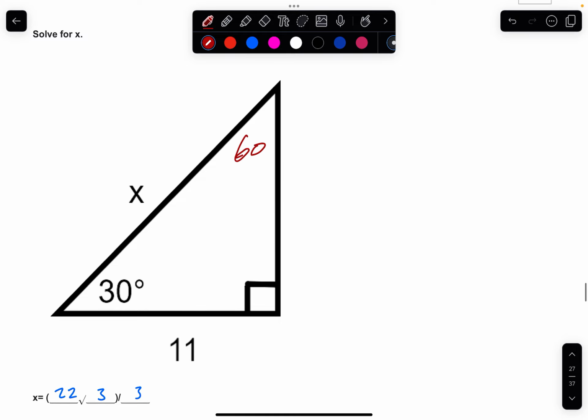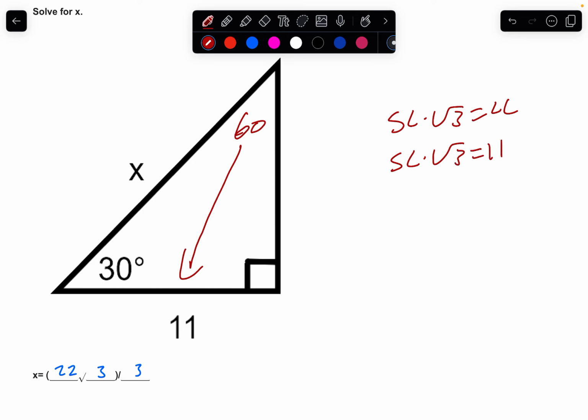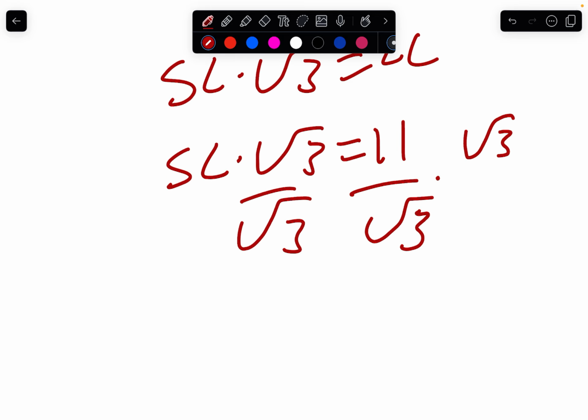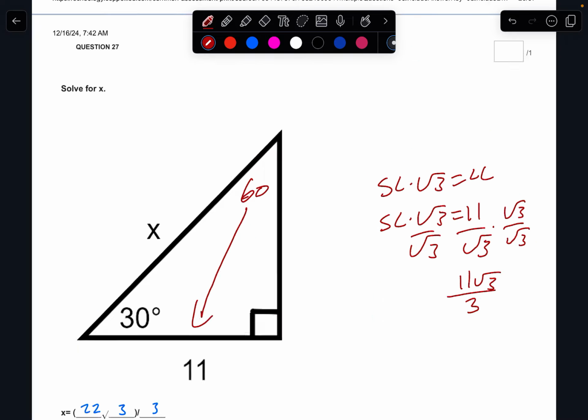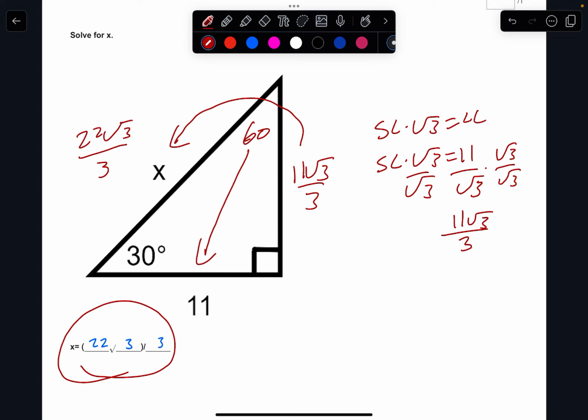Oh, back to 30, 60, 90. I love it. So remember that the short leg times root 3 equals the long leg. We have the long leg. It's across from the 60. So we know that the short leg times root 3 has to equal 11. So we need to divide off the root 3. I am hoping that this is a process we can get really fast at. But we need to multiply root 3 to the top. That's 11 root 3 over whole number 3. But we need to get the hypotenuse, so we need to double that number, 22 root 3 over 3.